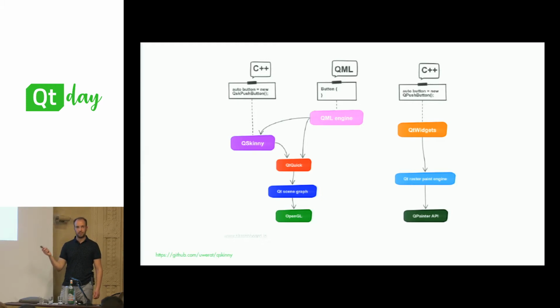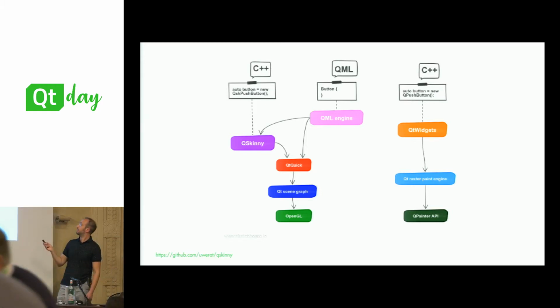In this automotive project that I told you about earlier, we just use C++. You don't use any QML engine, so we've written everything in C++, which is one option. Not necessarily, you don't need to use only QSkinny. You can mix them if you want. So they both sit on top of the modern graphics stack, QtQuick and the QtSceneGraph.